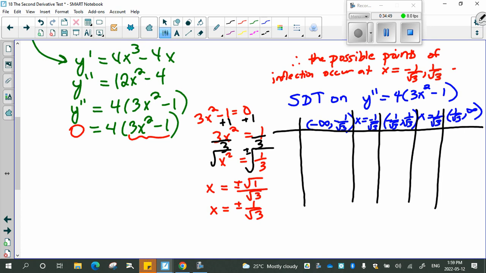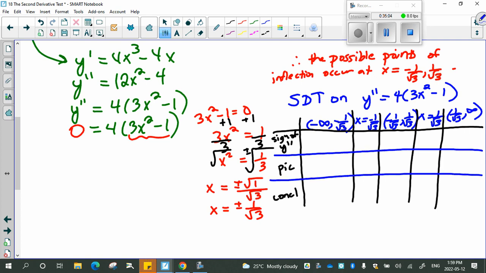Okay, so here we're looking at the sign of y double prime, a little picture, and a conclusion. This will be the last example we do. We'll finish tomorrow.